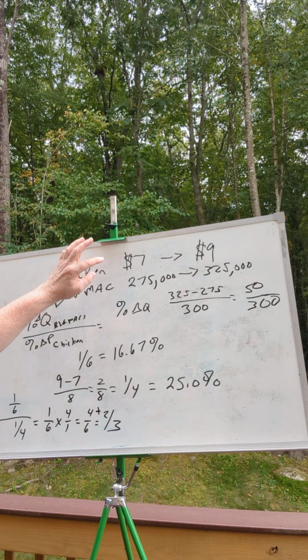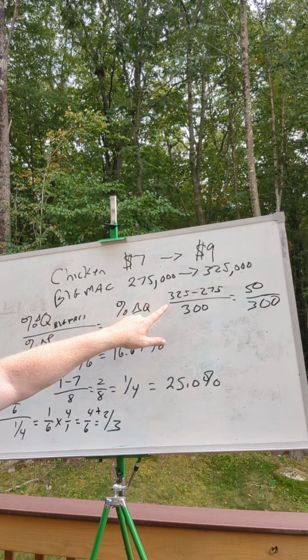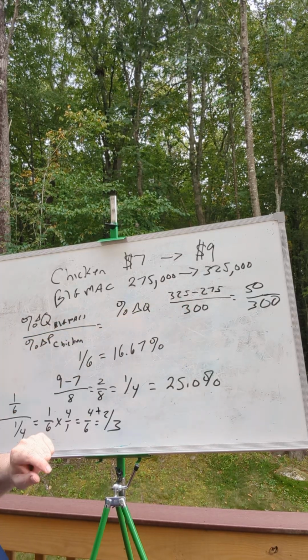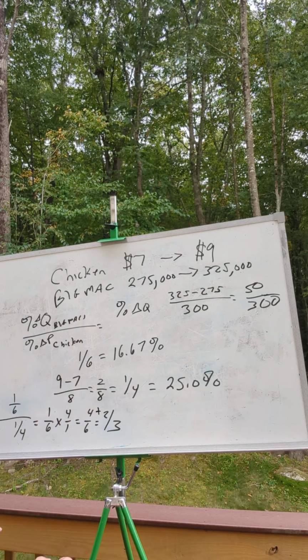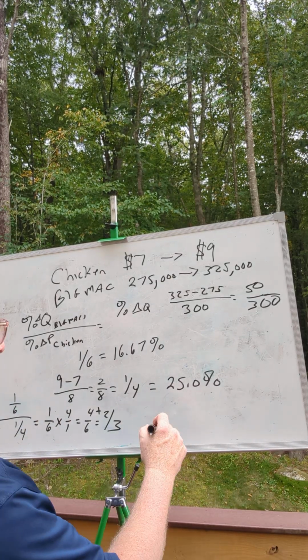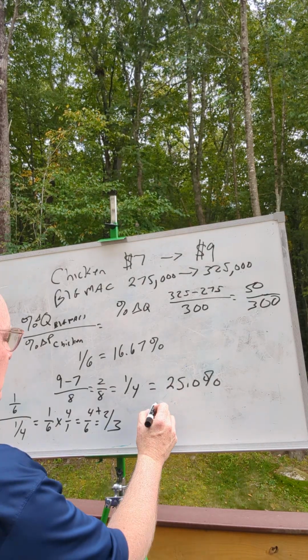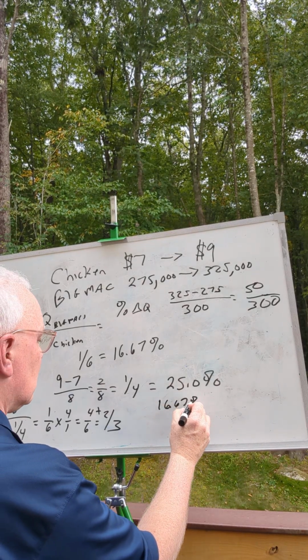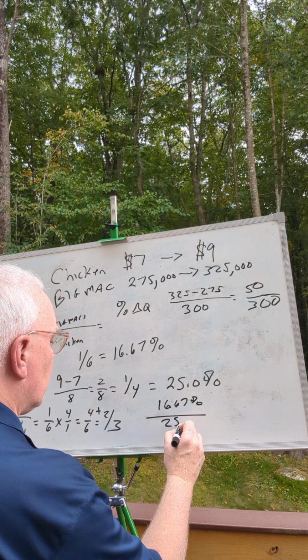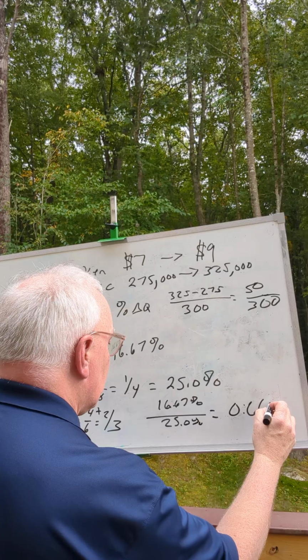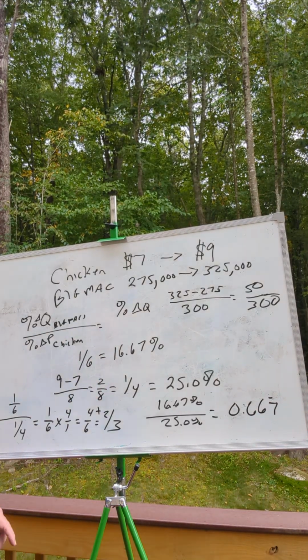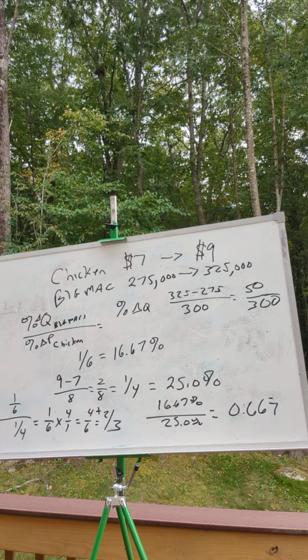We do have to keep track of the sign. This is positive. We're going from 275 to 325. That's positive. We're going from $7 to $9. That's positive. Or we could calculate it based on the percentages. 16.67% divided by 25.0% is going to give us 0.667, which equals 2/3. So whether we use percentage divided by percentage or whether we do it the fraction way, we get the same answer.